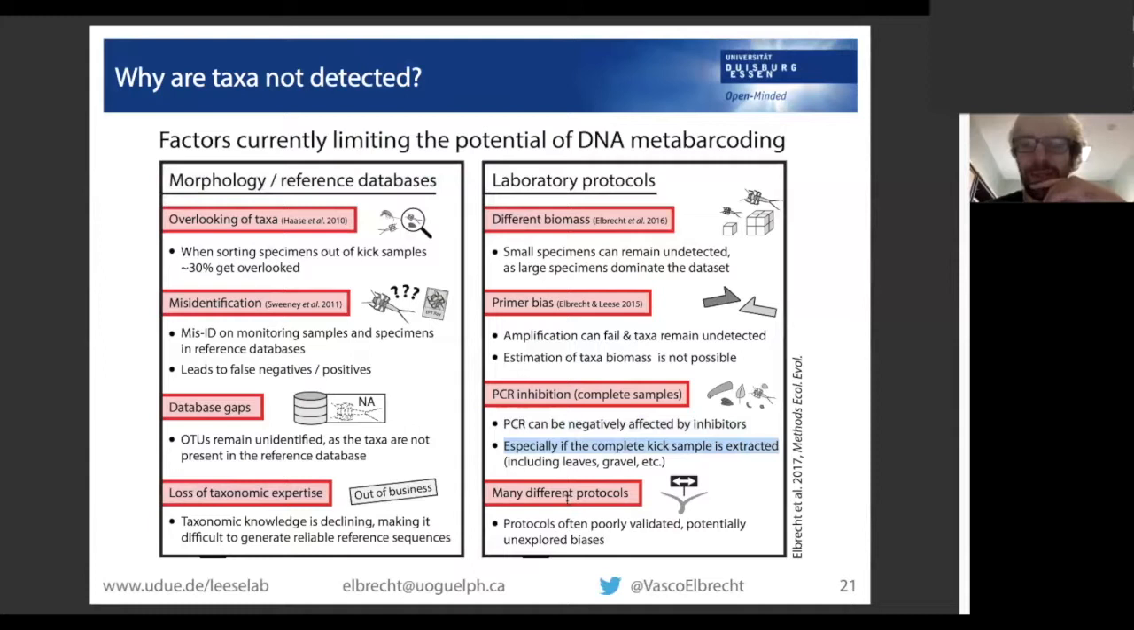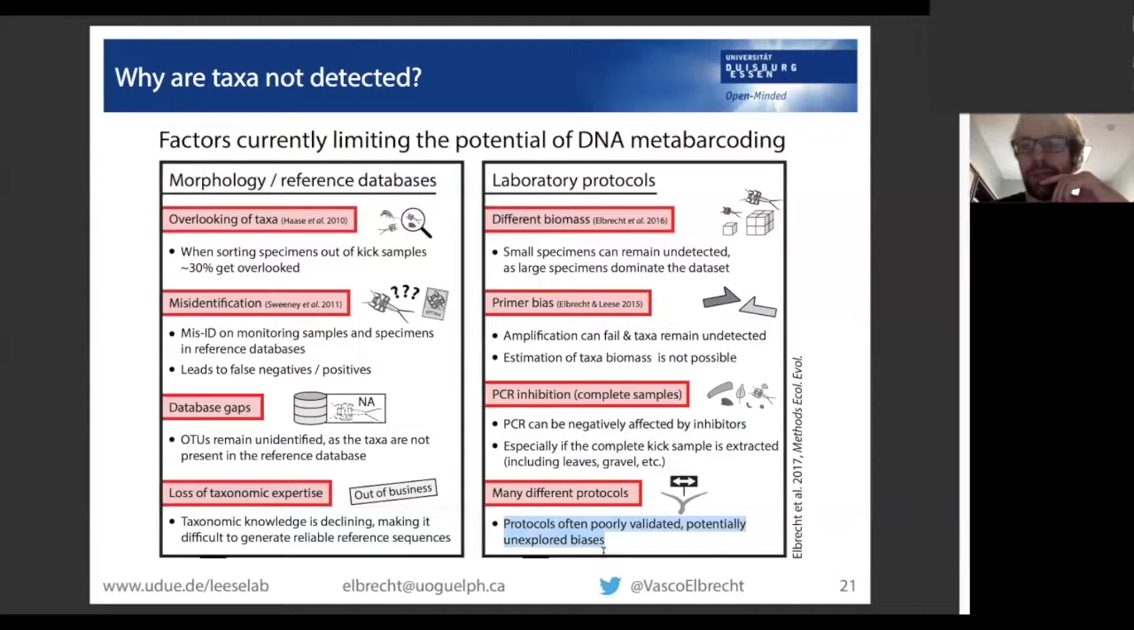Also, we really have the issue that we have lots of different protocols at the moment, and maybe even some more biases we haven't really looked at yet. So we really have to make sure that this molecular method works really well before we use it in routine monitoring. But in principle, it can be very well used.